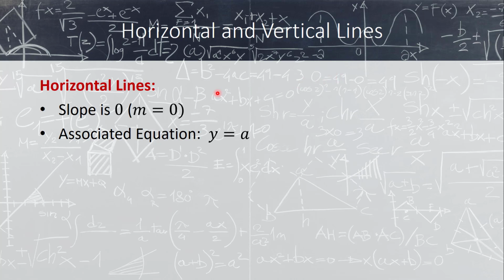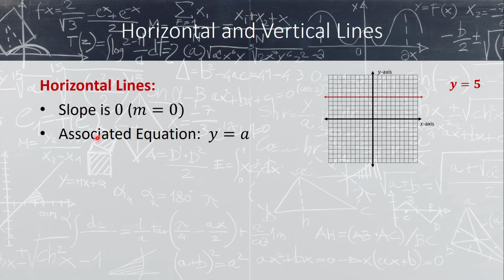As we've just mentioned, if the line is horizontal, then the slope is equal to 0. And the associated equation is going to be y is equal to some number. Here's a horizontal line. Y will always stay 5 no matter what the value of x is. So for every single value of x, y happens to be equal to 5.